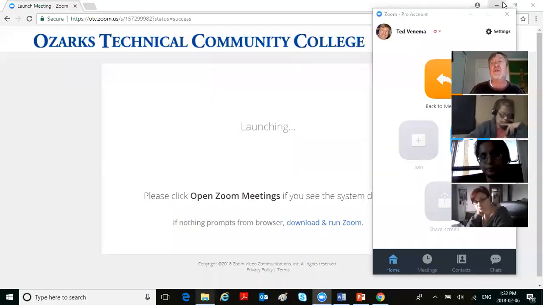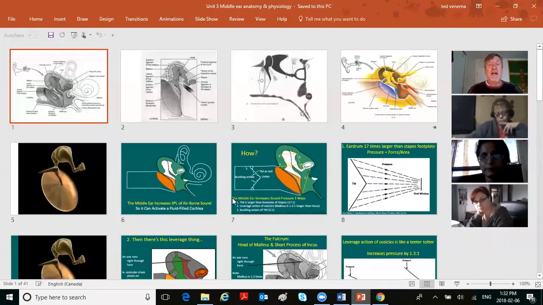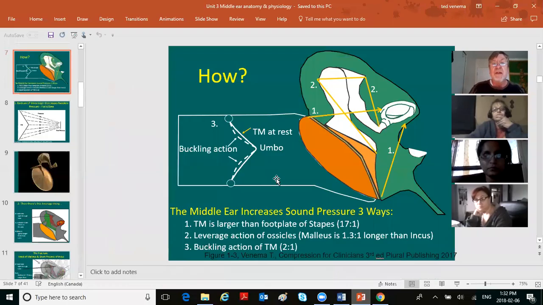Okay, I will share screen and show you the PowerPoint slide that we talked about. And we said that the middle ear increases sound pressure in 3 different ways. And it does so because the size of the drum, as you can see here, is so much larger than the footplate of the stapes.